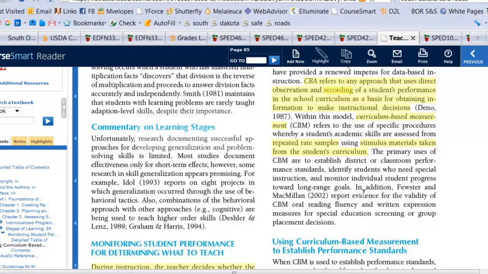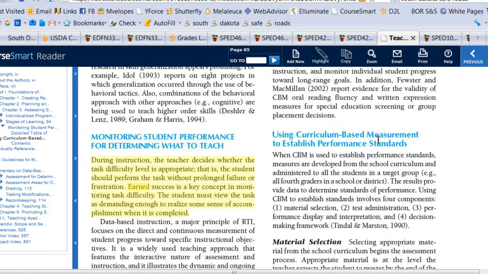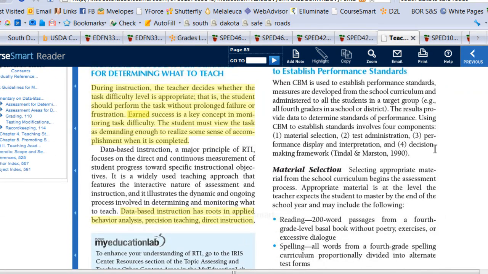The primary use of this is to establish direct or classroom performance standards, identify the students who need special instruction, and monitor that progress towards those long-range goals. So how do we use this curriculum-based measurement to establish those standards? Well, using CBM to establish standards involves four components: material selection, test administration, performance display, and interpretation and decision-making frameworks.